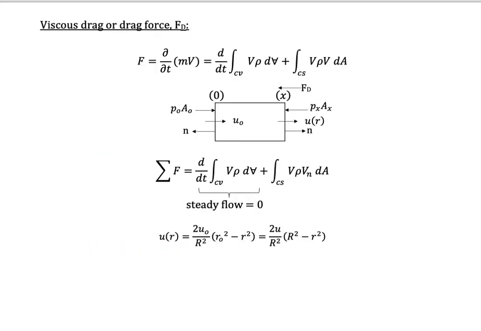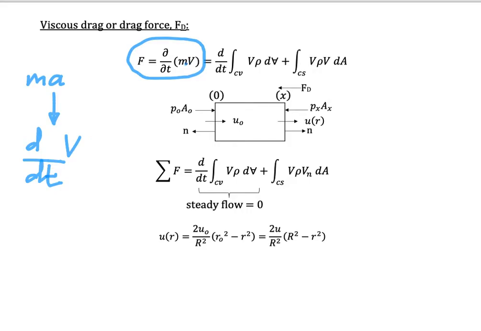Okay, and then we discuss the viscous drag or drag force. So we know that the drag force is F equals ma, and then we could simplify it into this term. Because normally in fluid mechanics we try to use terms of velocity instead of acceleration. So ma here, a is acceleration, so we change the a here with d/dt of velocity. Okay, that's why we have this one.